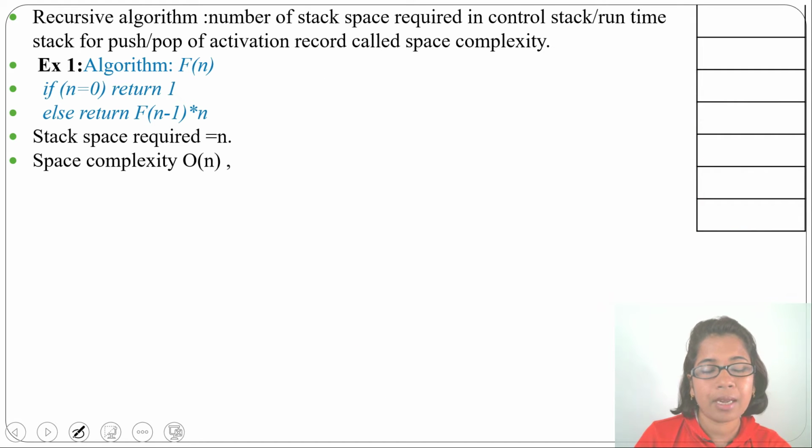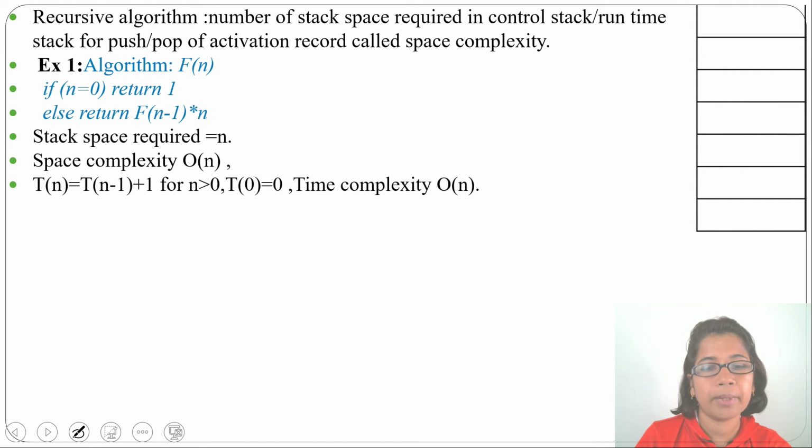Let's discuss another point. For this algorithm, time complexity will be big O of n. I already discussed how to find time complexity. Here the recurrence relation will be t of n equals t of n minus 1 plus 1. If we apply the master theorem, 1 multiplication n, it is big O of n.